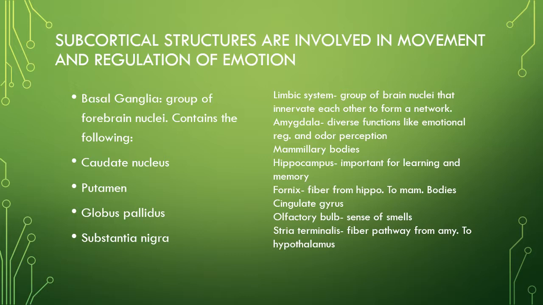The amygdala serves functions like emotional regulation and odor perception. The mammillary bodies are a part of the limbic system. The hippocampus is important for learning and memory. The fornix is the fiber from the hippocampus to the mammillary bodies. Then the cingulate gyrus, the olfactory bulb, which is responsible for sense of smell, and the stria terminalis, which is a fiber pathway that runs from the amygdala to the hypothalamus.